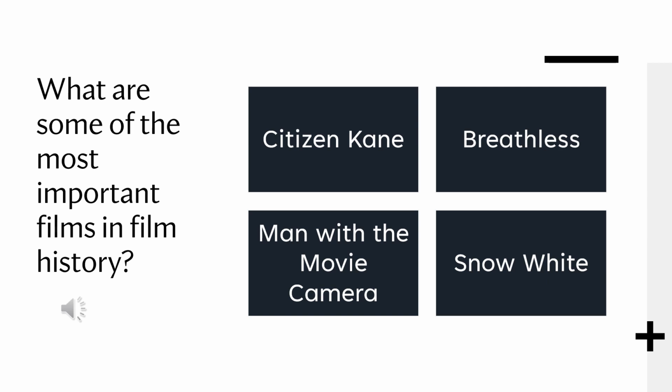The next question is, what are some of the most important films in film history? So starting with Citizen Kane, it introduced innovative methods in cinematography that allowed for new creative possibilities. Breathless was a visual breakthrough, experimenting with jump cuts. Man with the Movie Camera was also considered a breakthrough film in the way that it pushed boundaries.